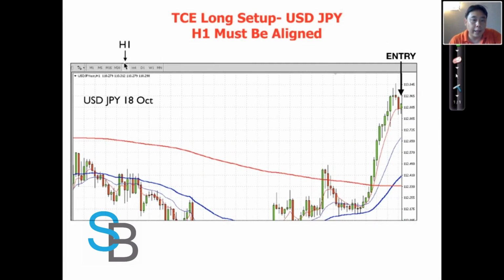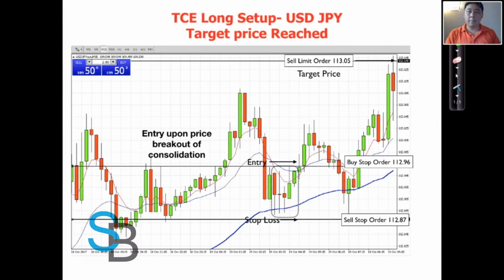Again, check the hourly candles to make sure that the hourly candles are also aligned. So in this case, the next candle went up above the high of the consolidation. It triggered our buy order. It went up, came down, almost hitting our stop loss, just missing by 1 pip. It happens sometimes, and it proceeded to hit our profit target. So this was a close shave, but it hit the profit target nonetheless.